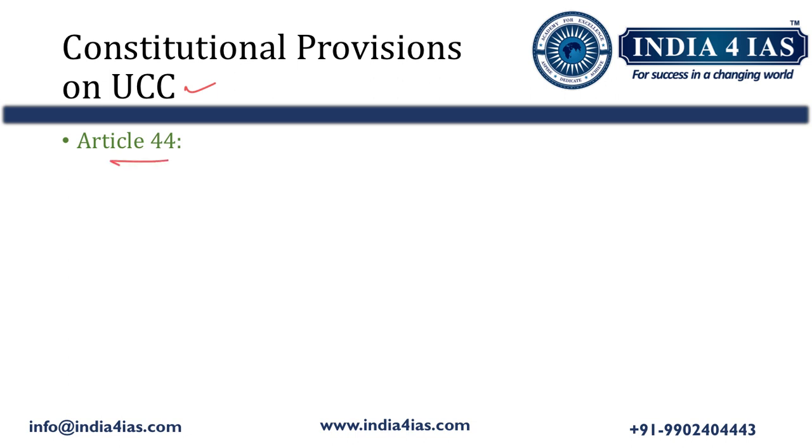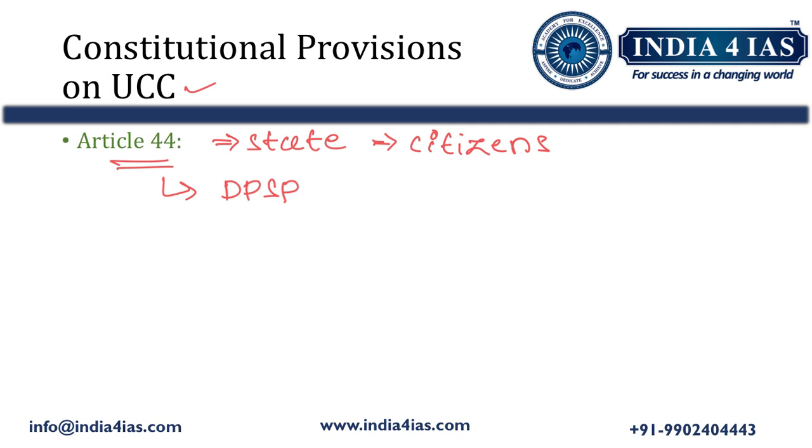Article 44 of the Constitution talks about Uniform Civil Code in India. This article says that it is the responsibility of the state to secure a uniform civil code for all citizens throughout the country. This article is listed under Directive Principles of State Policy as mentioned in Part 4 of the Constitution.